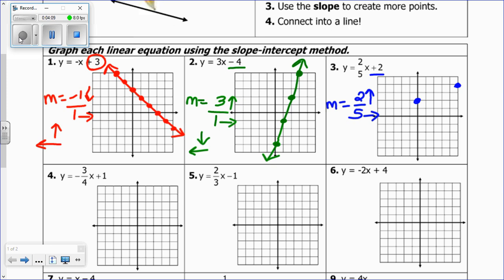And now I can't do it again because I don't have any more graph space, so we're going to go the other way, which is just going to be down and left. So now we're going to go down 2 and left 5. And then we're going to connect them with the line. And now it's the graph of y equals 2/5 x plus 2.